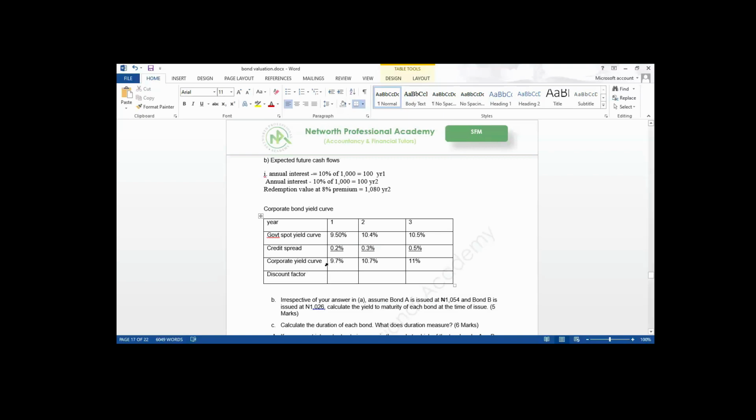Remember the formula. Discount factor, please, at a discount rate of 9.7%. What do you have, please? Remember the formula for discount factor: 1 plus R raised to power minus N. Now get the discount factor. Can we all do it?